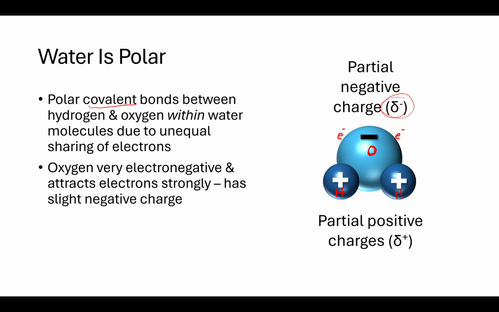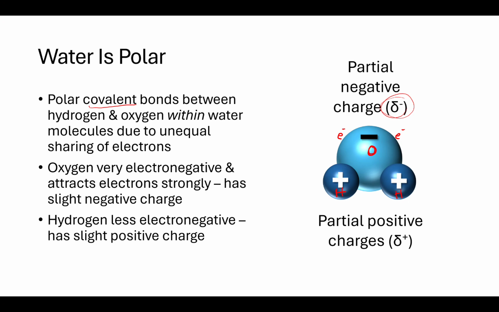Then since the electrons that hydrogen would normally have are not found around the hydrogens as much, they tend to have a slight positive charge, because the electrons that they're sharing are not spending as much time in the vicinity of the hydrogen ion. We say that this is a polar covalent bond because while it's sharing electrons, it's not sharing them equally.